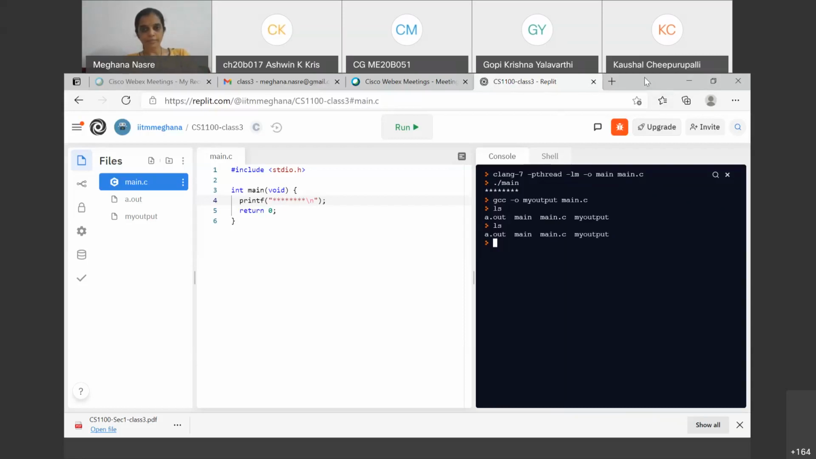What is the shell in that? Like there is a console and there is a shell. What is that shell? Yeah, so there are two different things in a Unix environment. I don't know exactly what the difference is with respect to this REPL. I think the shell is what we see in the Linux shell.